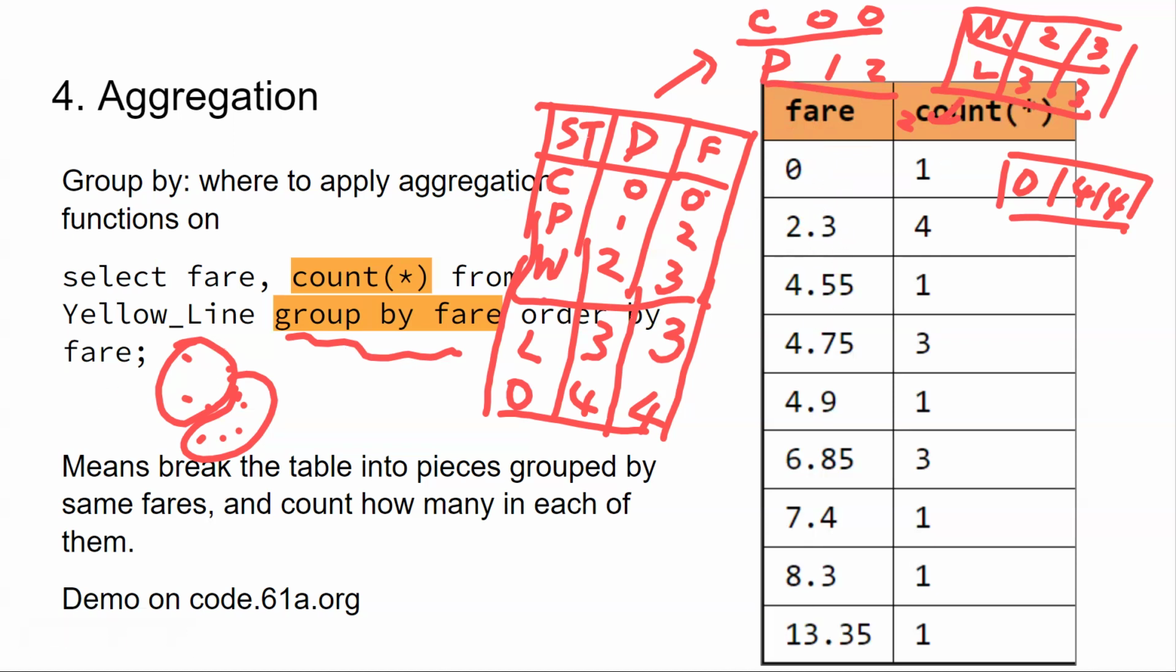So the last step is order by fare. Since I'm having this data, some of them may have 2 coming before 4, or maybe 6 coming before 4. So I'm making it ascending. I say, oh, 2, 4, 6. It's not 2, 6, 4. Okay. So this is what I'm doing.